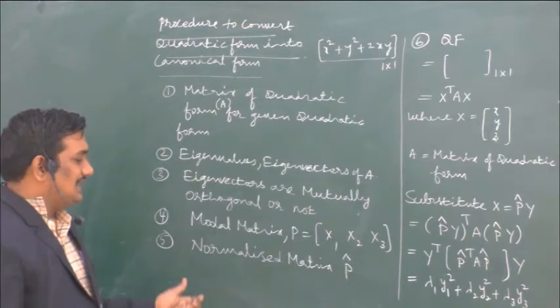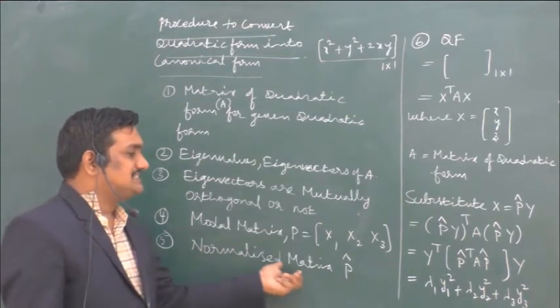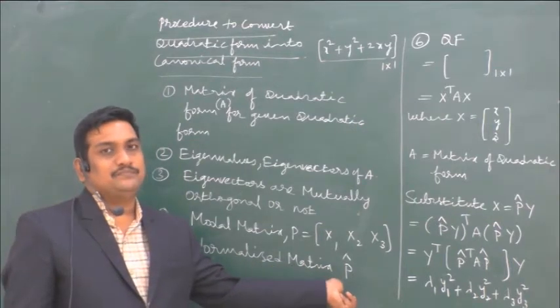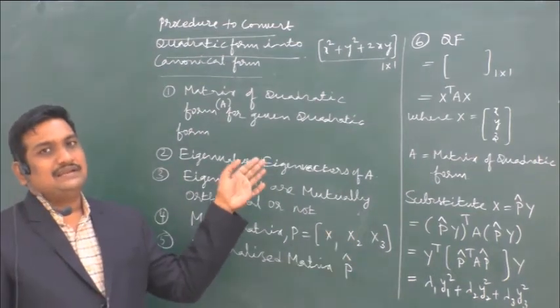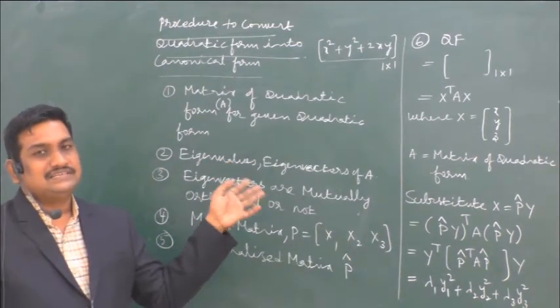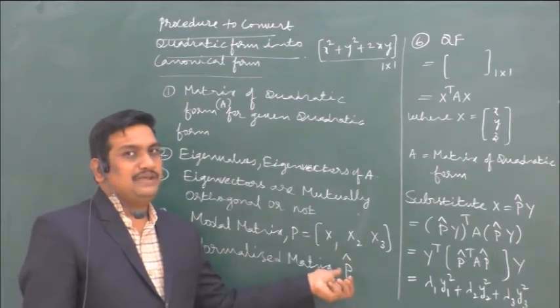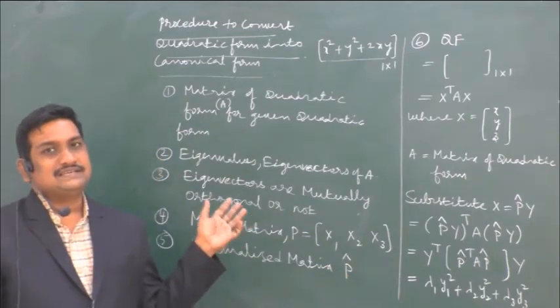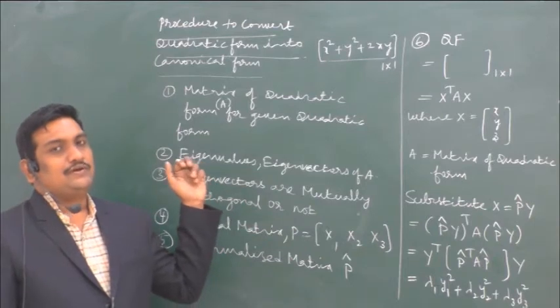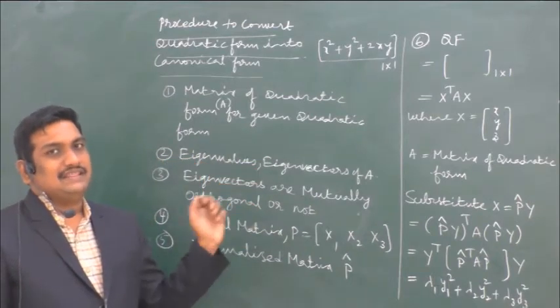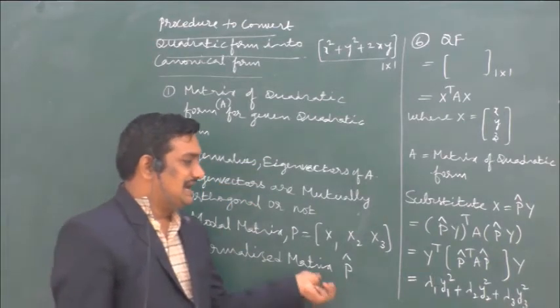Okay, now let us form a new matrix, the normalized model matrix P cap, where each element has to be divided by its length. Okay, the difference between P cap and P is that in P cap each element is obtained by dividing each element of P by its length. Okay, it will be P cap.